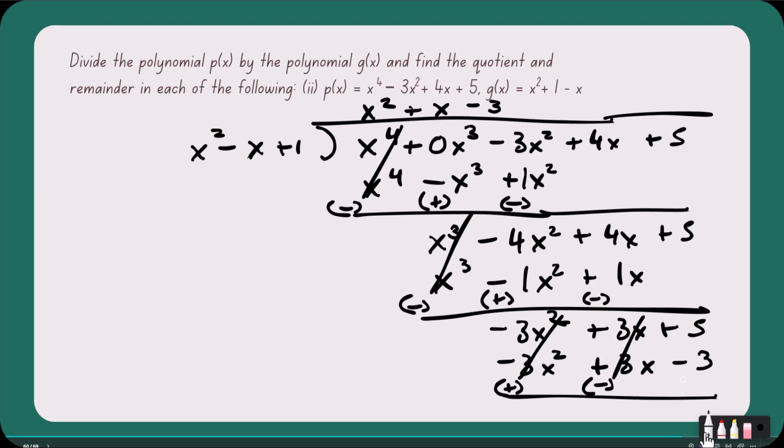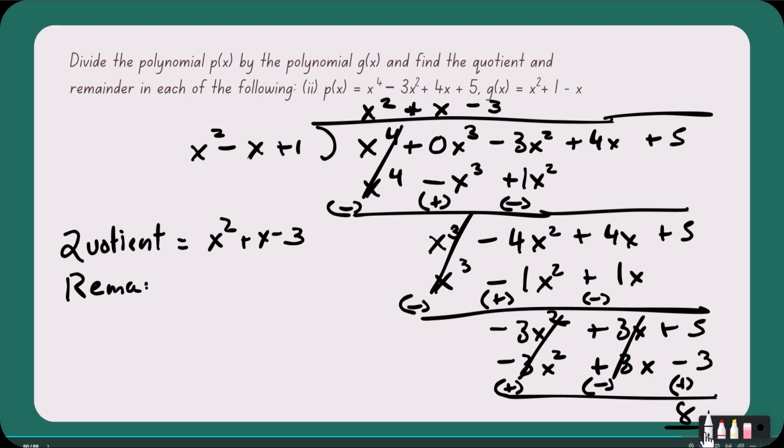Then this will become what? Plus, right? So 5 plus 3, 8. So 8 is your remainder and this is the quotient. What is the quotient? The quotient is x square plus x minus 3. What is your remainder? Your remainder is 8. Correct? Remainder is 8. Very simple.